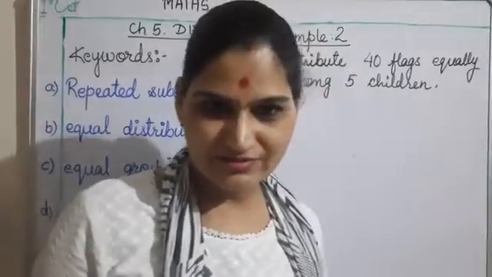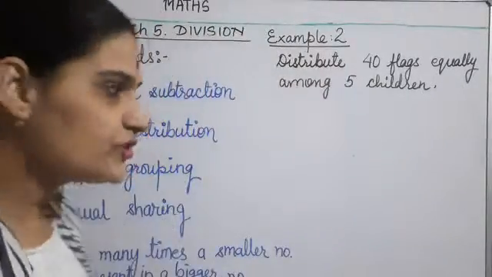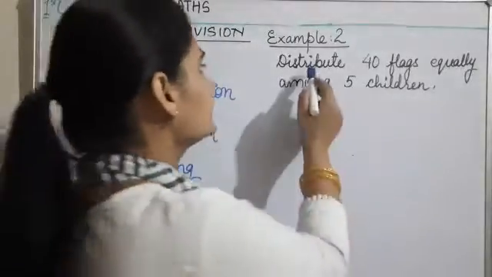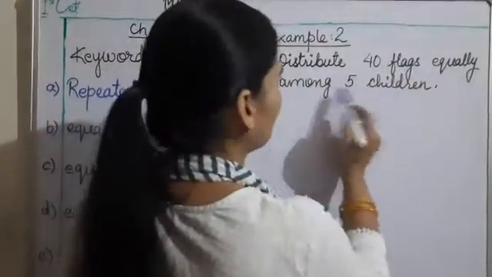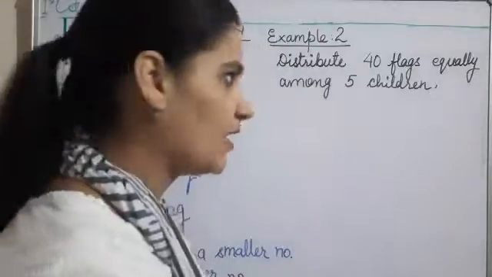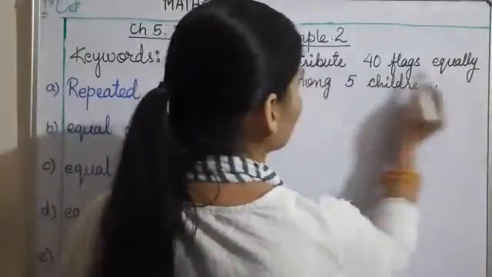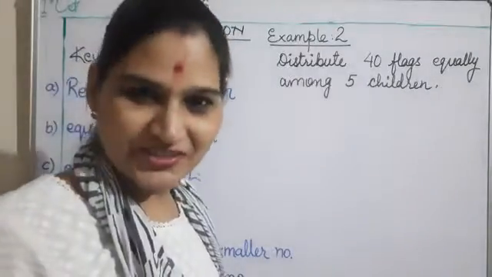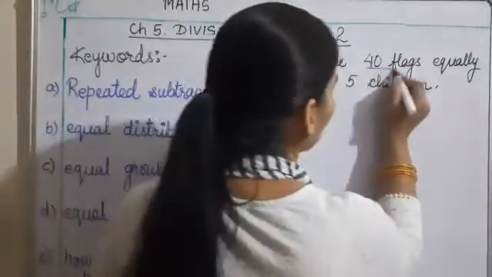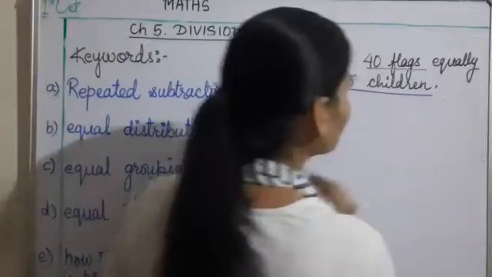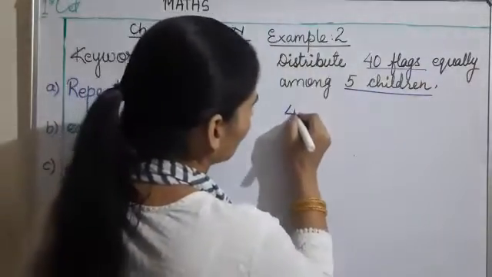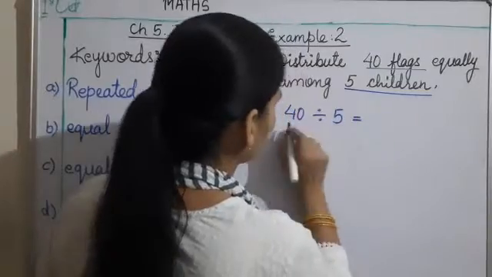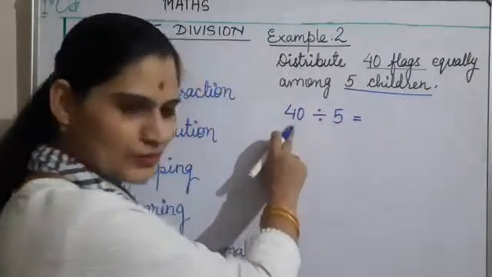When we use division, when we need to distribute equally. Okay, here's an example. Distribute 40 flags equally among 5 children. तो यहाँ हमें क्या करना है? Distribute equally. And distribute equally means that you are doing division. 40 flags हैं, 5 children में distribute करना है. So what you will do? 40 divided by 5. In the table of 5, I want to reach 40.